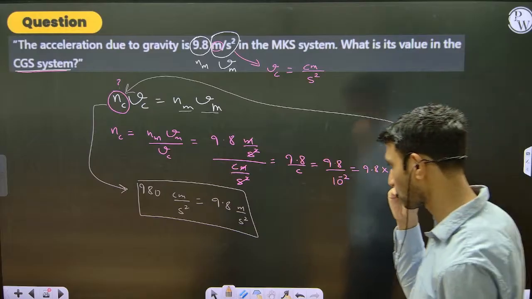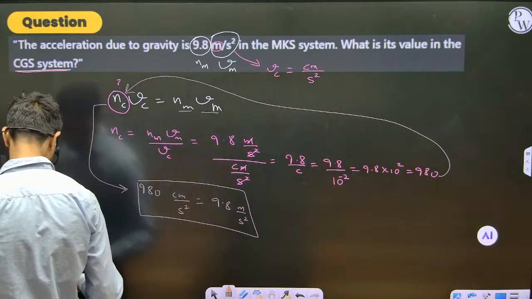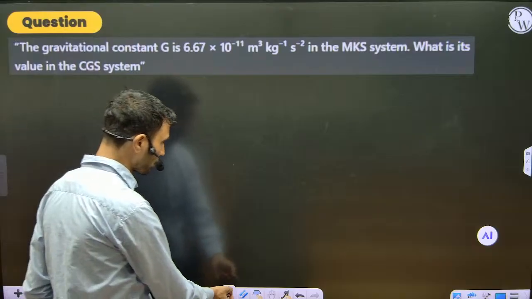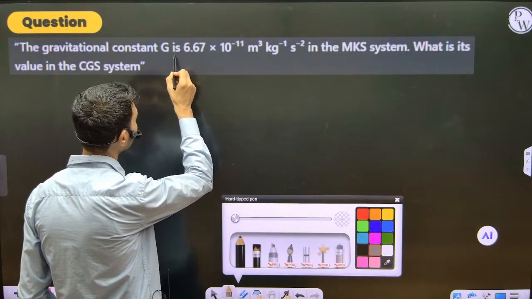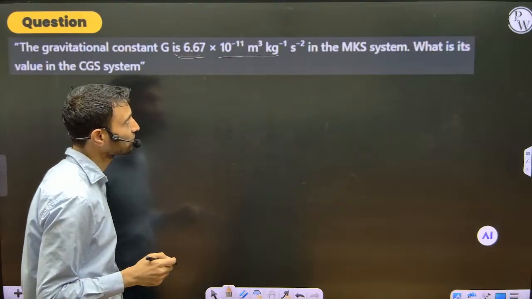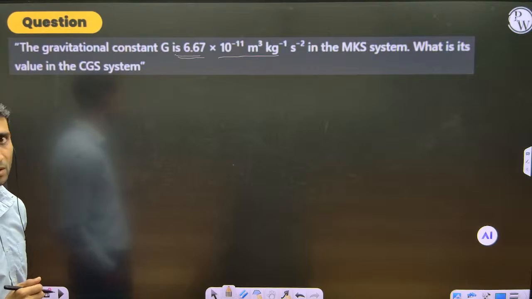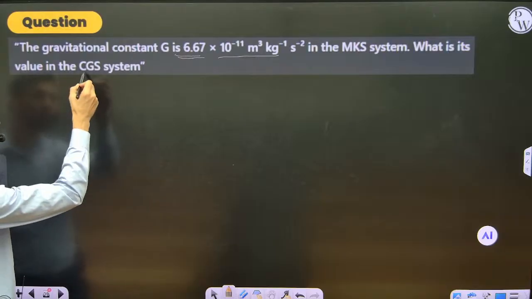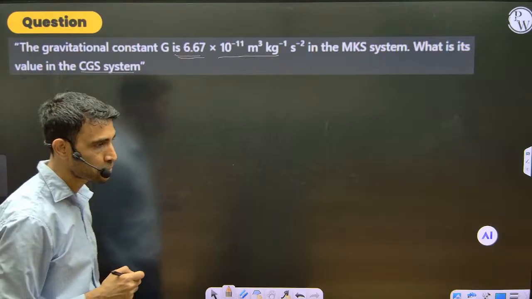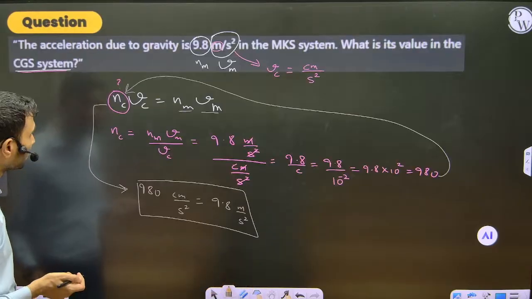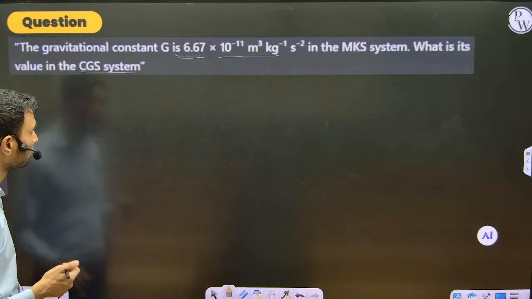Alright, so let's go ahead with that. Gravitational constant. So in the same way you have to convert the gravitational constant, which is capital G, 6.678 into 10 to the minus 11 meter cube per kg per second square. It is again in MKS system. You have to convert it into the corresponding CGS system, right? So you can try that as homework. You have to do it the same way in which we did this question.